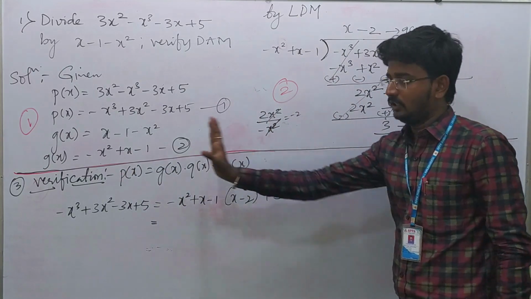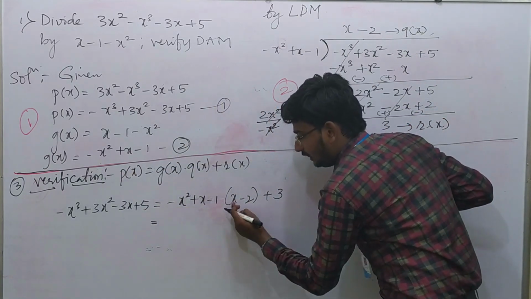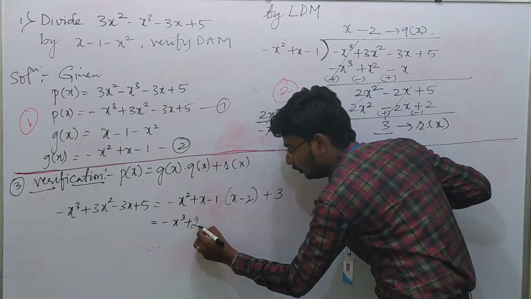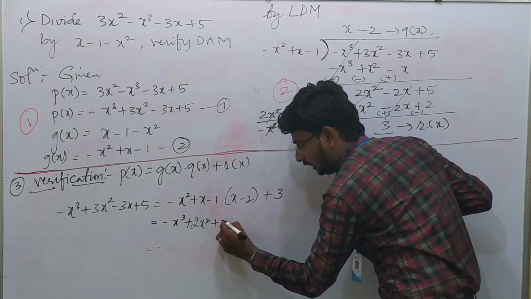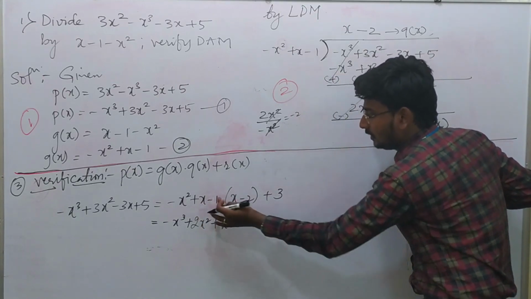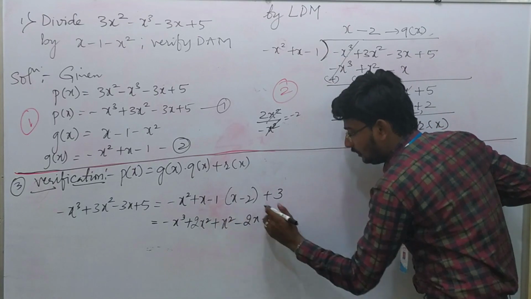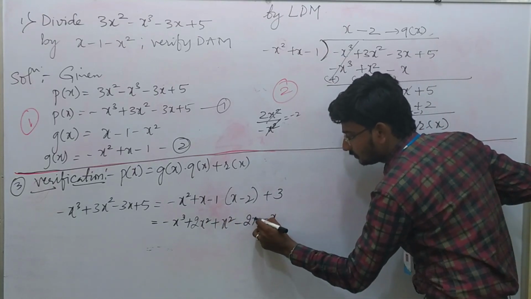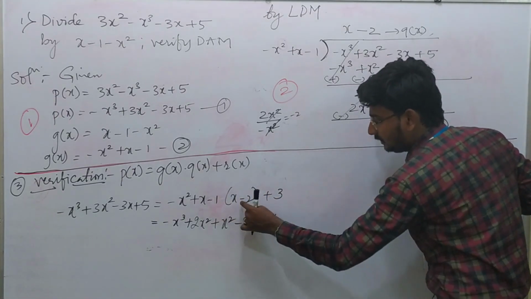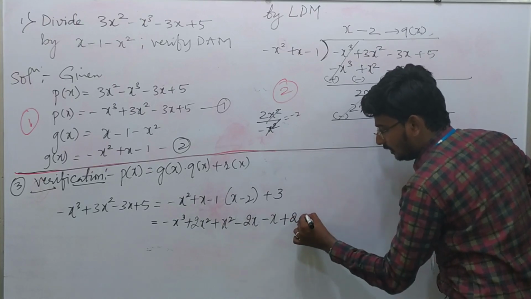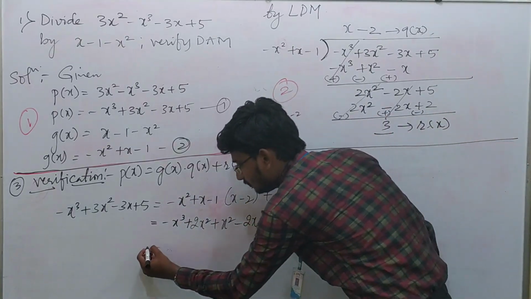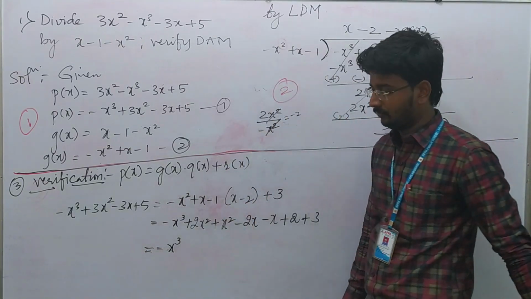LHS I will not discuss because it's one term, let it be there. Minus x square into x, minus x cube. Minus into minus, plus x square into 2, 2x square. x into x, again x square. Plus into minus, minus, x into 2, 2x. Minus into plus, minus, 1 into x, x. Then last, minus 1 into x is minus x, minus into minus, plus 1 into 2 is 2, and plus 3. Now check, is there any x cube term here? No, there is only one term. So I will write it as minus x cube.